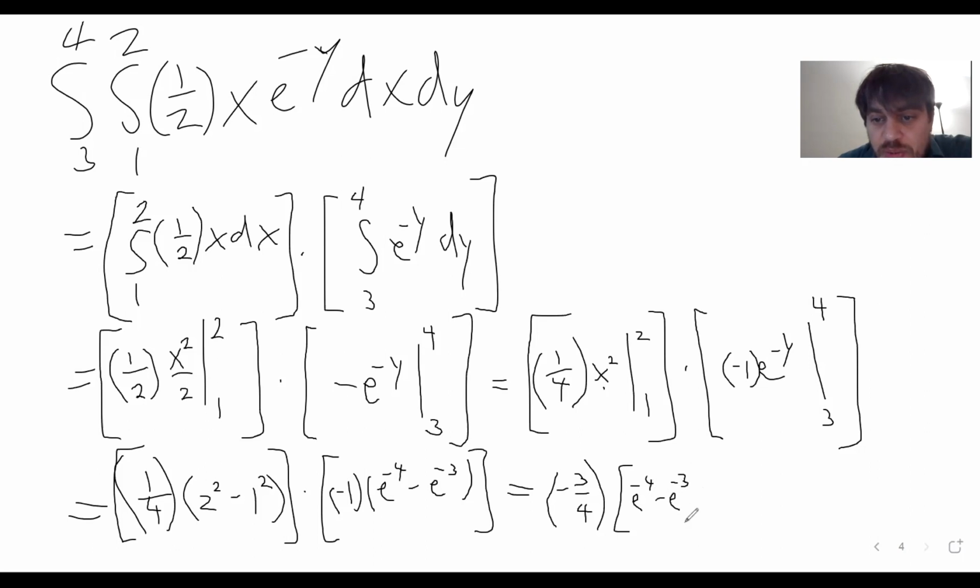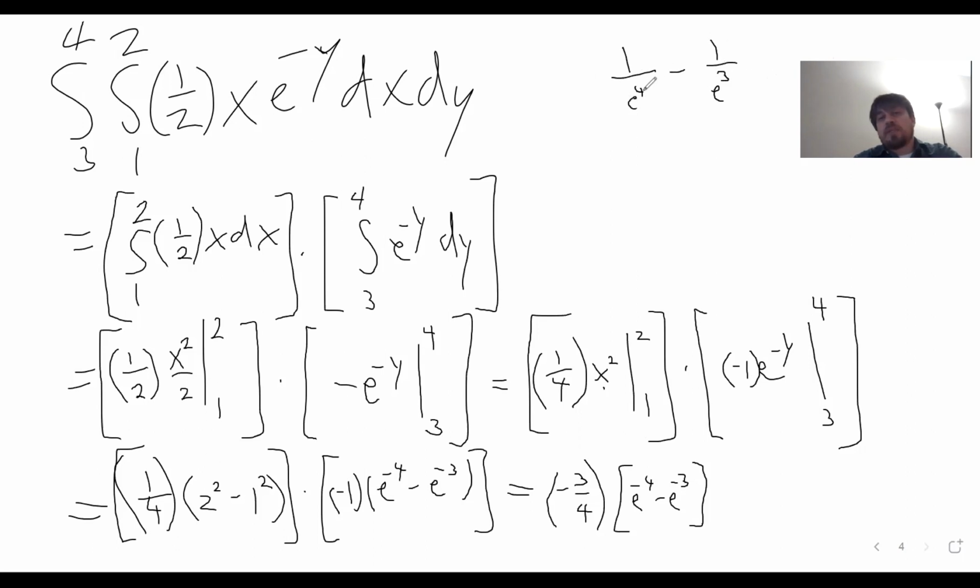And so what you should see is that this value is positive. This has to be positive; that's one thing you should see. You should also see that this is actually positive, because e to negative 4 is smaller than e to negative 3. E to negative 4 is 1 over e to the 4th, and you're subtracting e to negative 3, which is 1 over e cubed. Which one's bigger? E to the 4th is bigger than e cubed.